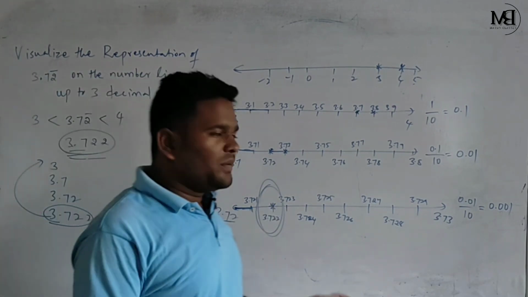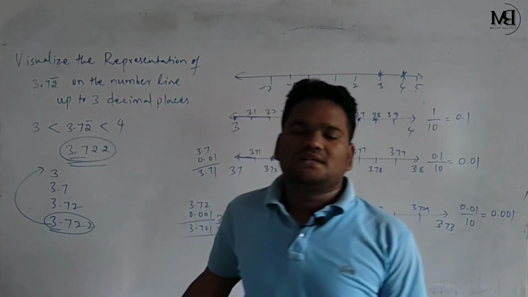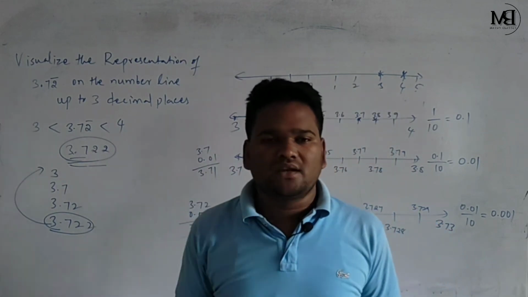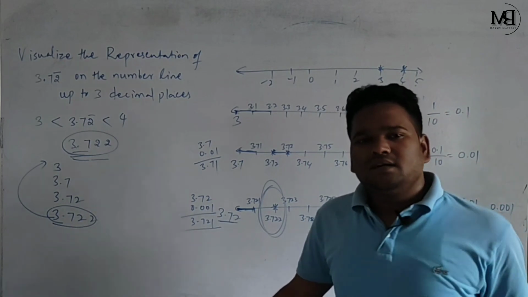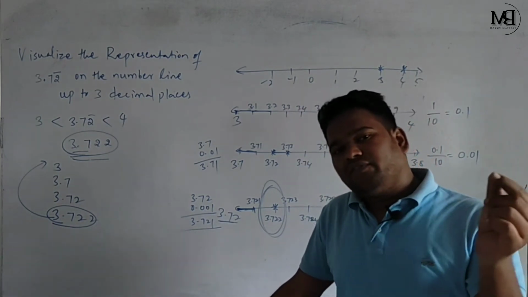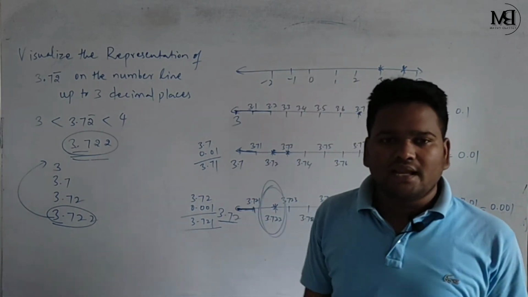Okay, children. Hope you all understood this process. It is the process of successive magnification by using a magnifying glass, means just zooming. Hence, we proved that every real number is represented by a unique point on the number line, and every point on the number line represents one and only one real number.